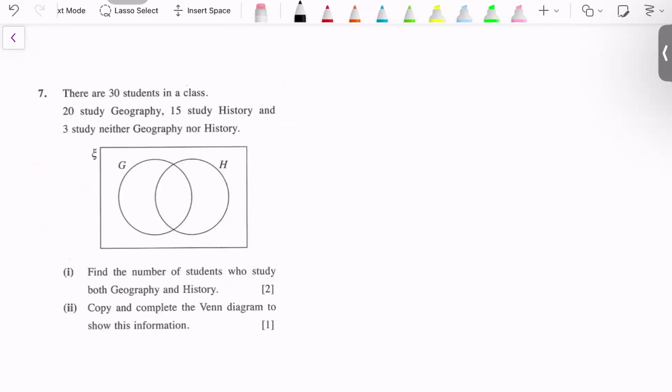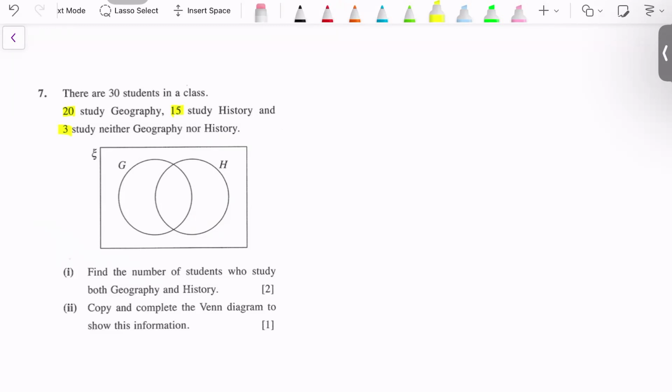This is question 7. In this case, there are 30 students in a class, 20 students study geography, 15 study history, and 3 study media. If you see, these are sets, which we had covered previously. So we've got to figure out how to do this. 20 study geography, 15 study history, 3 study media.